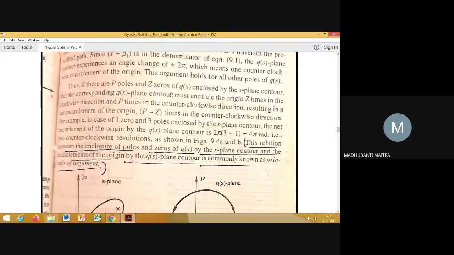If there are P poles and Z zeros of QS enclosed by the S-plane contour, then the corresponding QS plane contour must encircle the origin Z times in the clockwise direction as we have seen, and P times in the counterclockwise direction as we have seen, resulting in a net encirclement of the origin equal to P minus Z times in the counterclockwise direction. Is it clear? Take your time. Should I repeat?